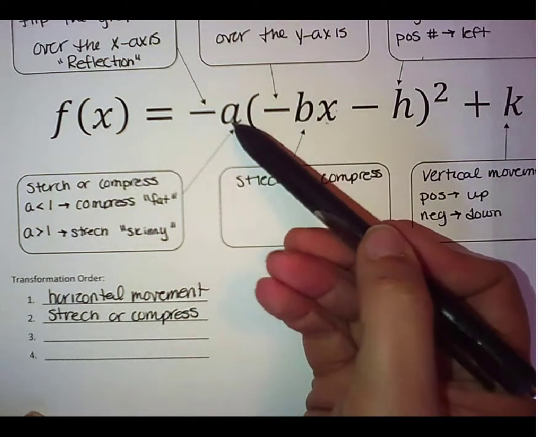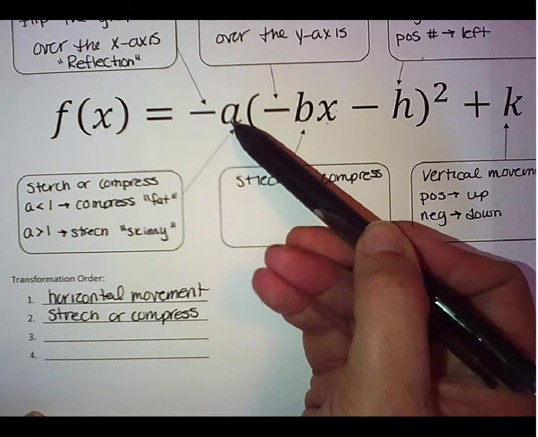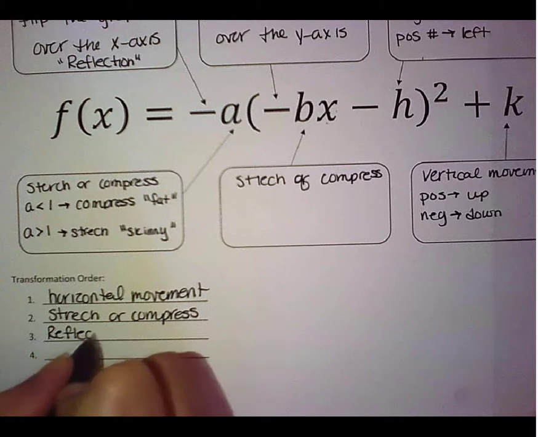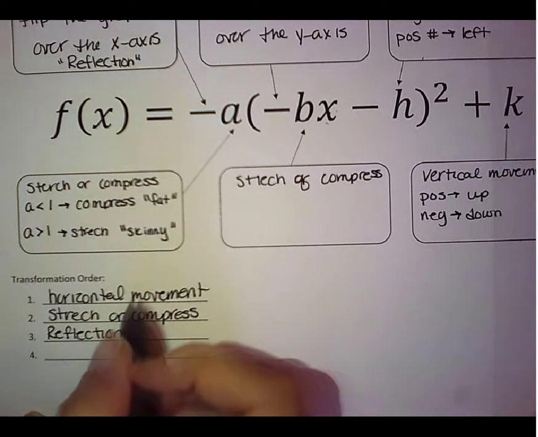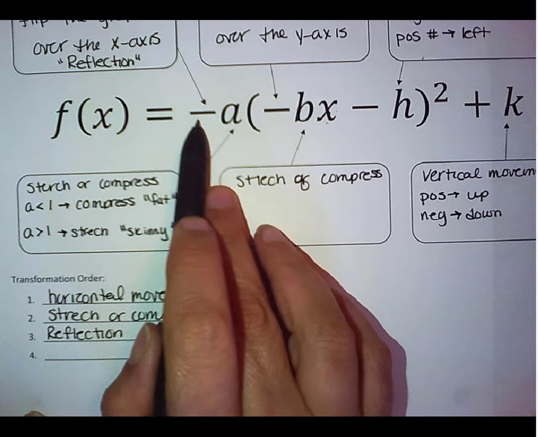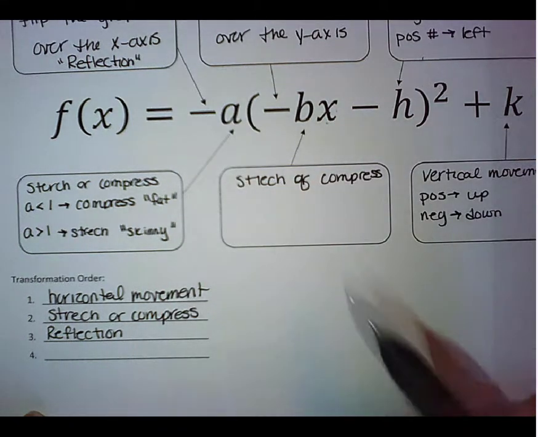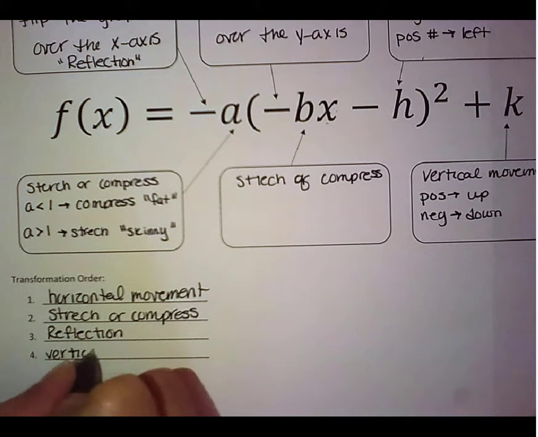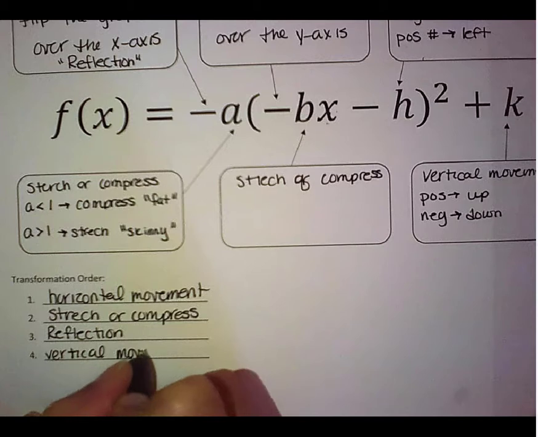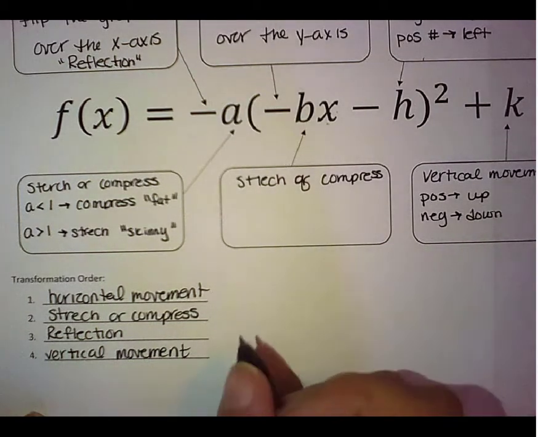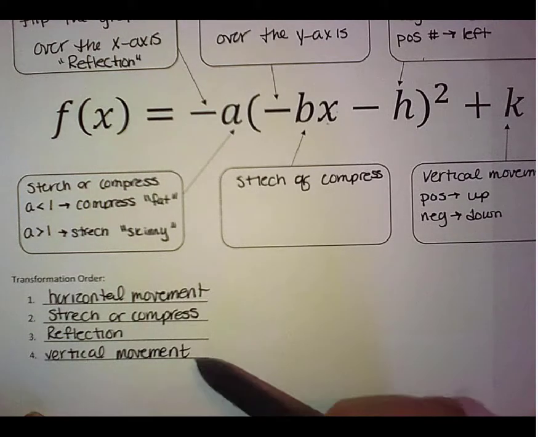Basically, is there a number here in front of our function? And then we are going to see if we can do any reflections on the graph. So do we need to flip it over our x-axis? Again, that's if this front number is negative, we're going to reflect it. And then the last thing we should be doing is our vertical movement. Okay, so when we look at our transformations, this is the specific order that we want to do all of our transformations in.